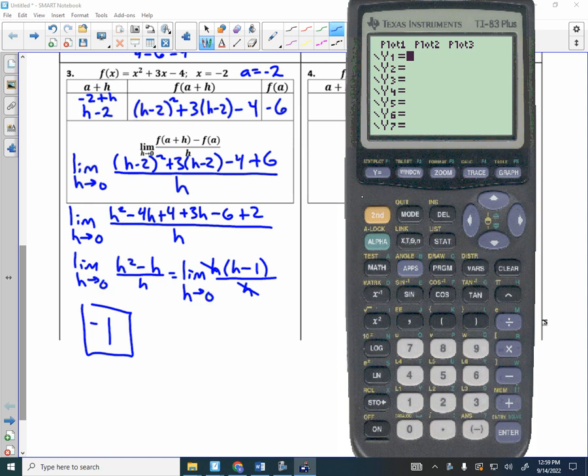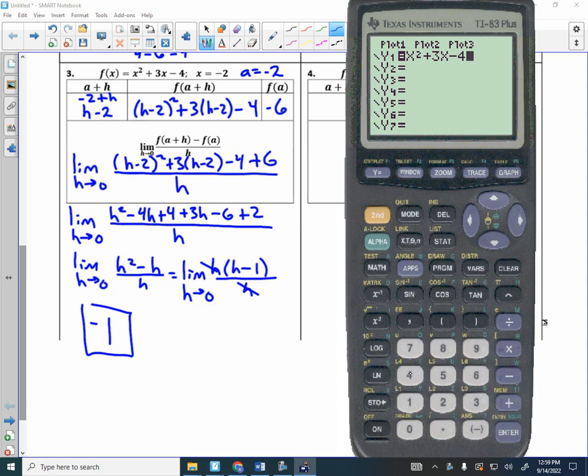Here we go. I'm going to plug in x squared, then plus 3x, and then minus 4. Now, before, to check our answers, we actually had to graph a tangent line, didn't we?